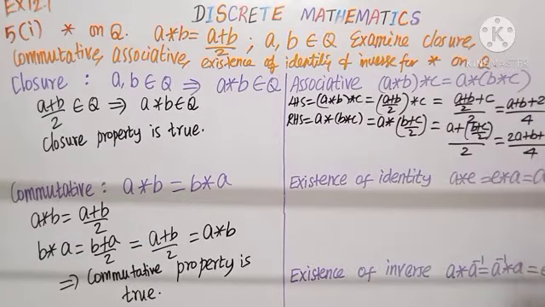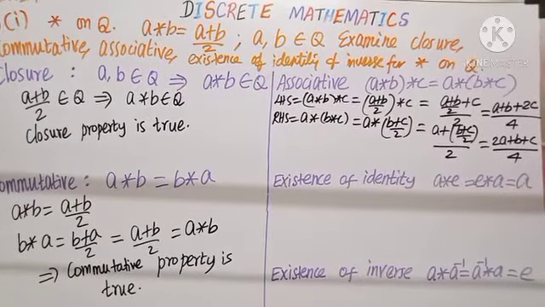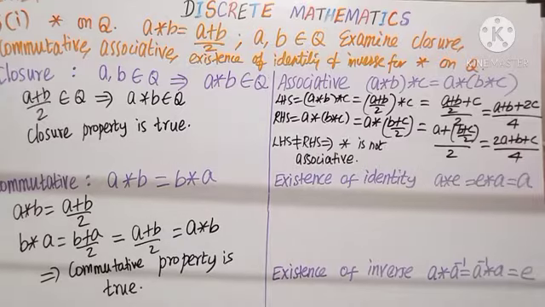Are they equal? No. They are not equal. Here I have 2C whereas here I have 2A. Therefore, we will conclude star is not associative.